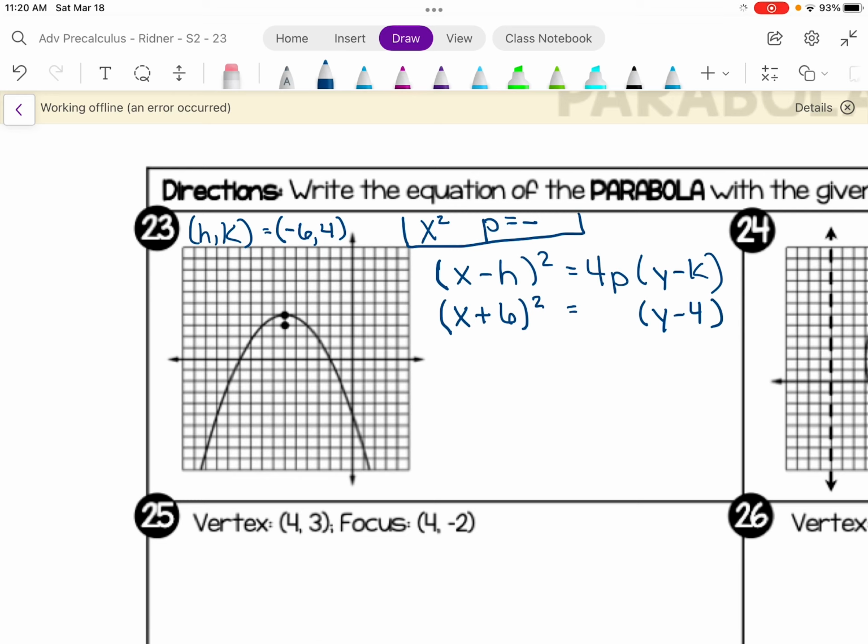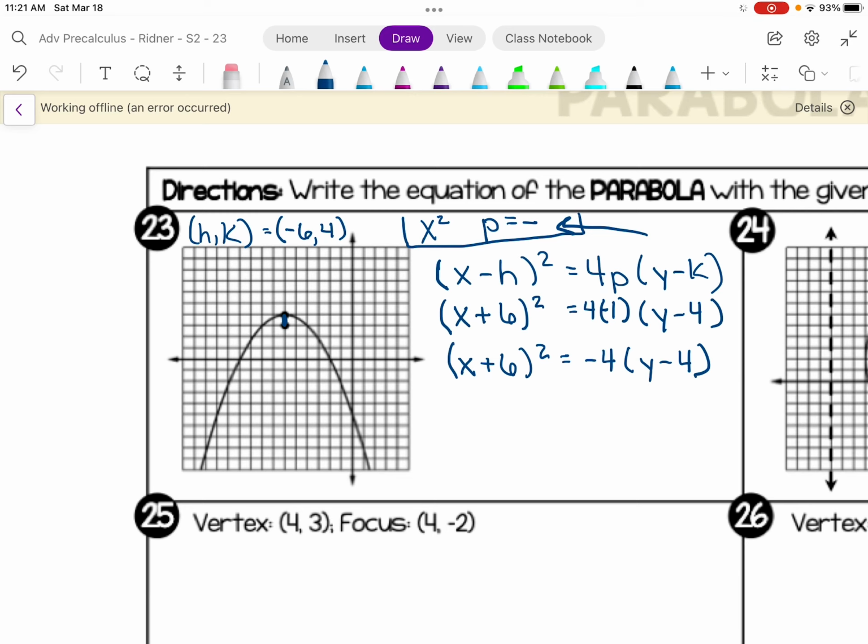Next, I have to figure out p. If you notice, the distance is only 1 there, so for p, I plug in 1. That's a lie. I do plug in 1, but remember it's opening down, and we just said up here, p is negative, so it's actually -1. To clean that up as my final answer, this becomes -4 and then y minus 4. There's my final answer if given the graph.